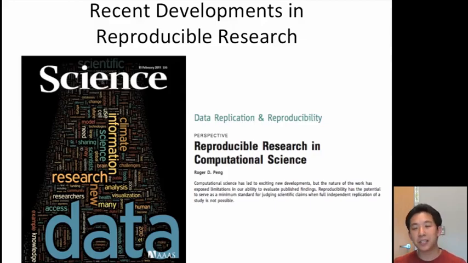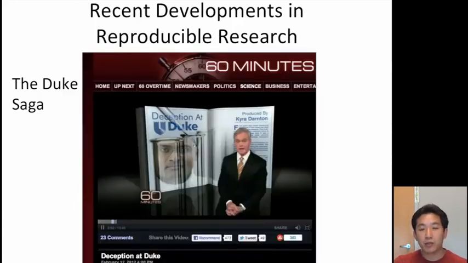There's been a lot of discussion of reproducible research in the media and in the scientific literature. The journal Science had a special issue on reproducibility and data replication. There was a recent feature on the TV show 60 Minutes looking at an incident at Duke University where many results were found to be not reproducible, and this led to a large, controversial series of events where studies or clinical trials had to be stopped, and a lot of investigation, which is still ongoing, had to occur.